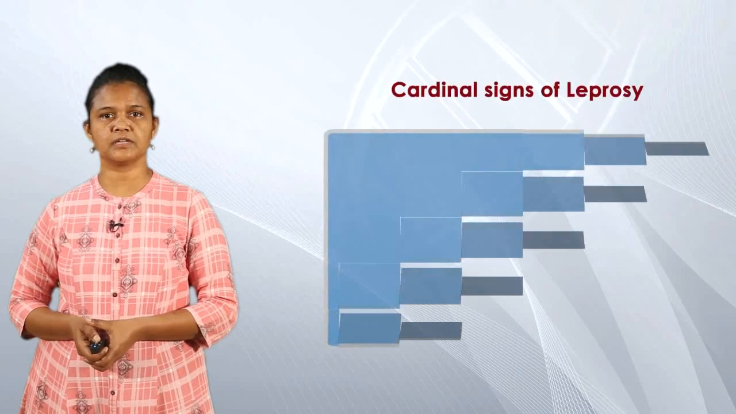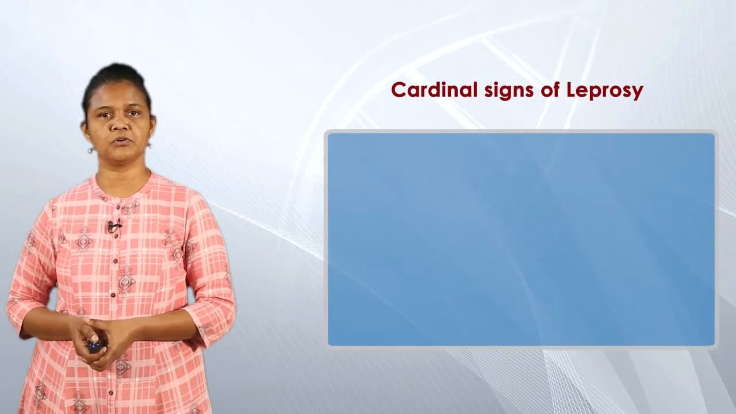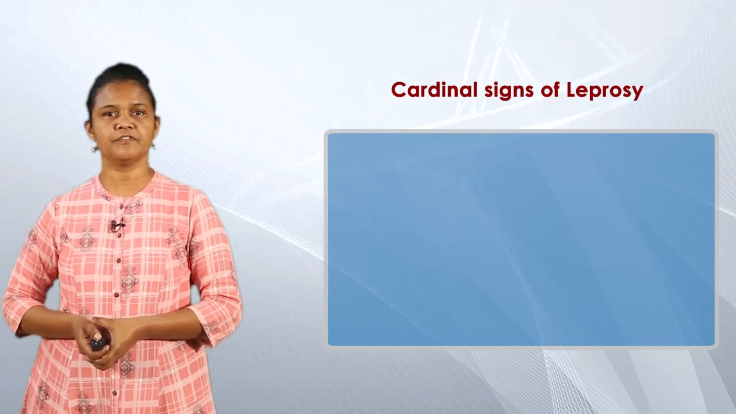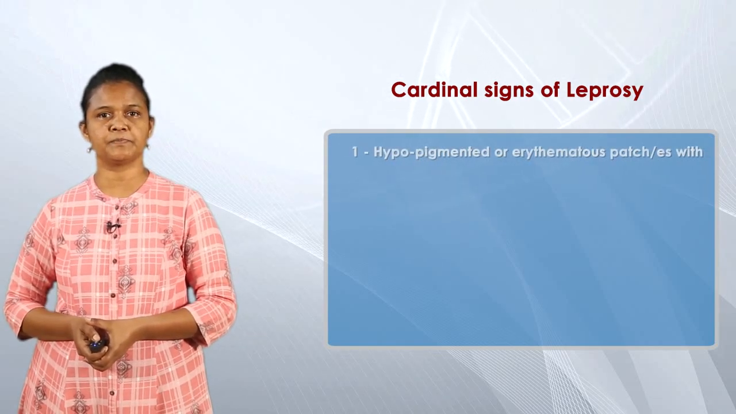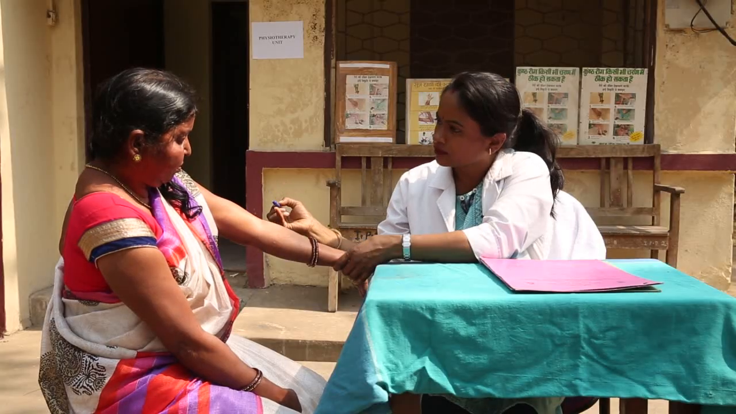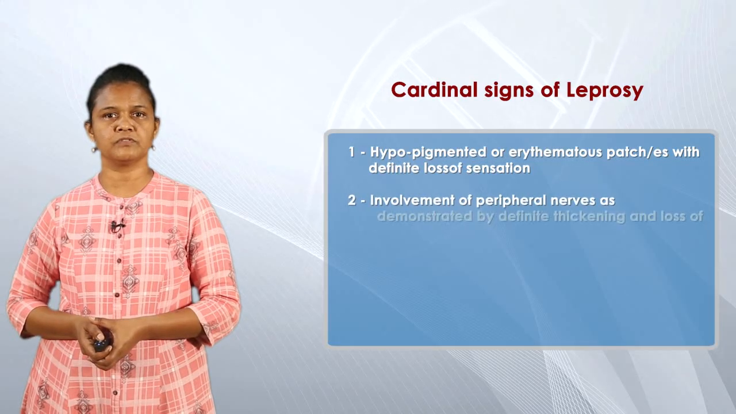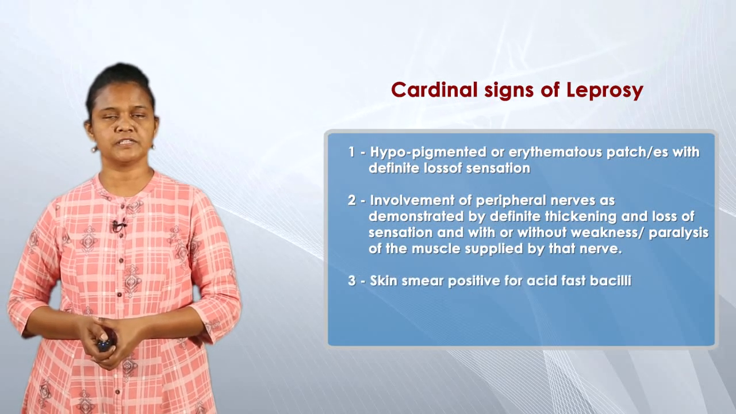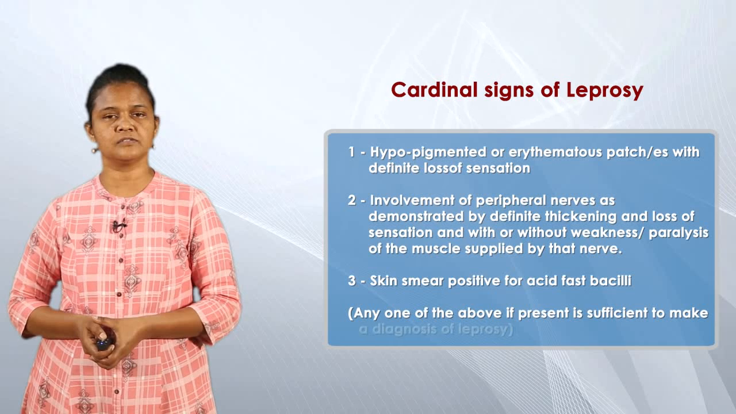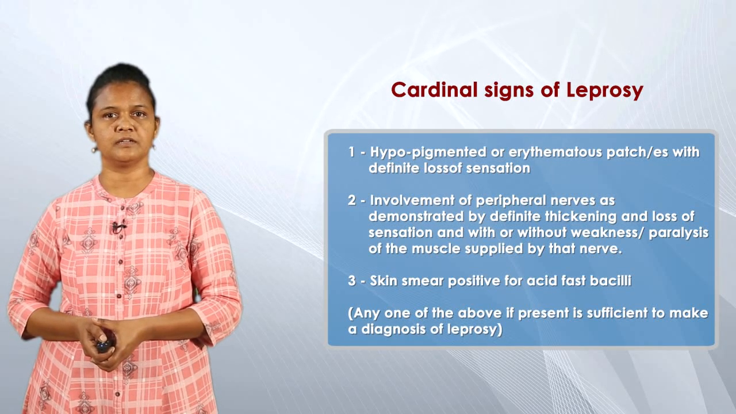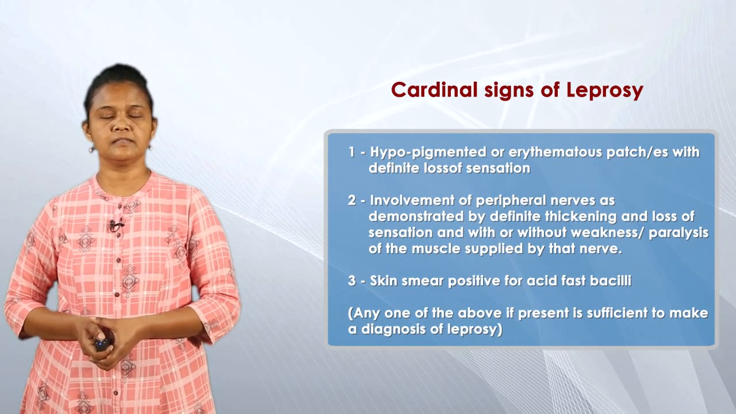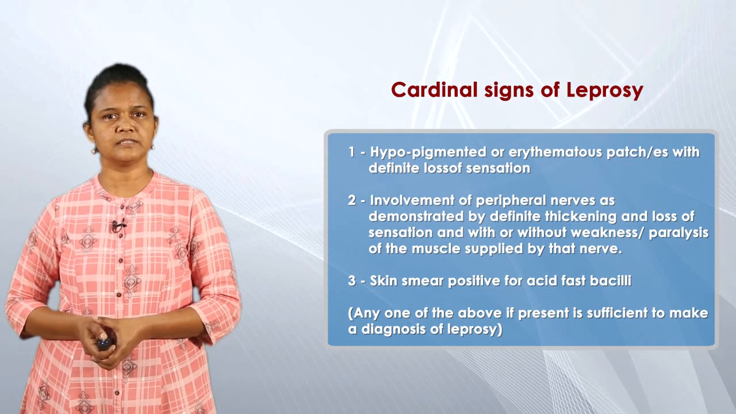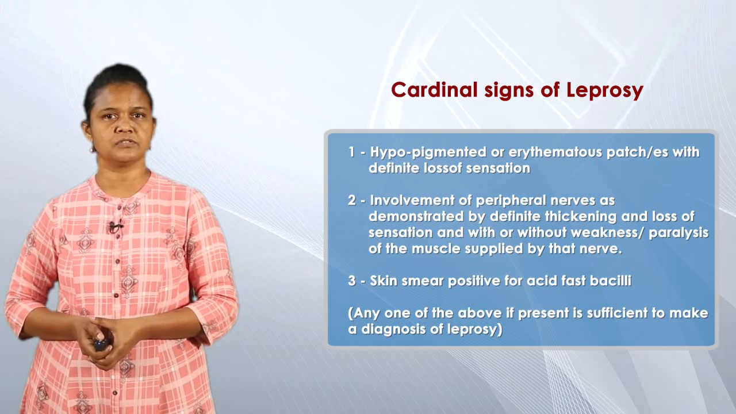This slide talks about the cardinal signs of leprosy. There are 3 important cardinal signs of leprosy which help us to diagnose the disease. The first is hypopigmented or erythematous patches with definite loss of sensation. Second is the involvement of the peripheral nerves, which is demonstrated by thickening of the nerve, loss of sensation, or weakness or paralysis of the muscles supplied by that particular nerve. And third is skin smear positivity for acid-fast bacilli. If any one of these is present, it is sufficient to make a diagnosis of leprosy.